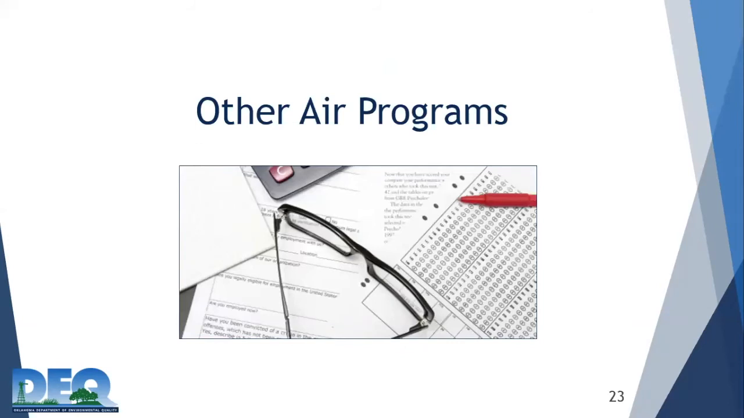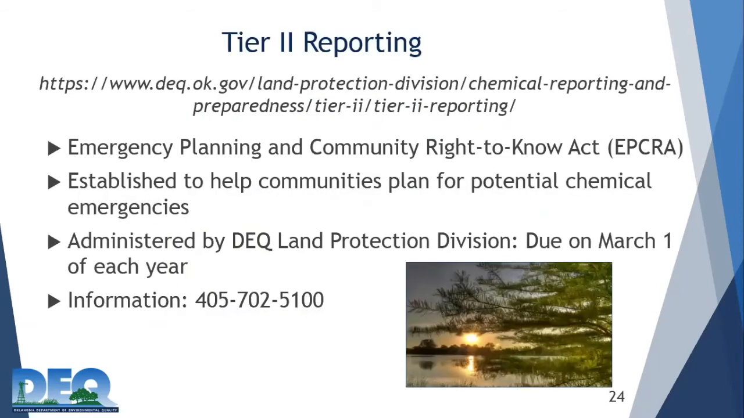So I'll just quickly touch on some other air programs that are not emissions inventory. However, we do get phone calls and there's a bit of confusion on due dates and who's doing what. So Tier 2 reporting, which is the Emergency Planning and Community Right to Know Act, is about potential chemical emergencies. And that is done through our Land Protection Division. That's not Air Quality Division.